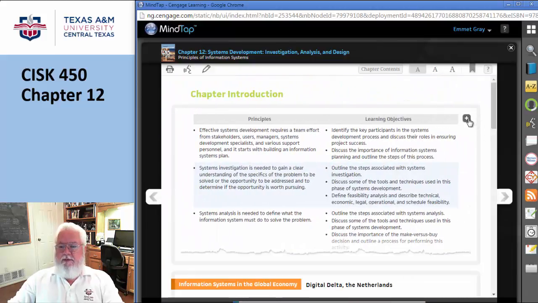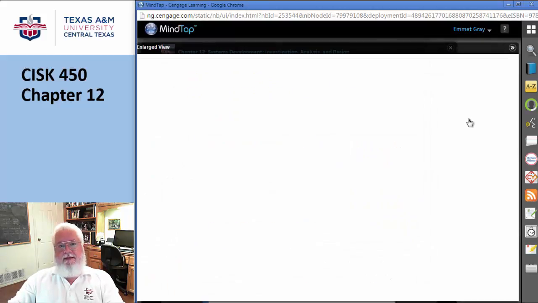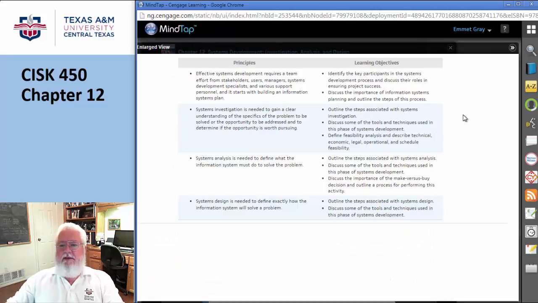So what are we supposed to learn here? Identify the key participants in this system development process, because that is important. Discuss the importance of information system planning. Outline the steps associated with investigation. Discuss some of the tools and techniques. Define the feasibility analysis and describe the five different categories. Outline the steps associated with system analysis. Discuss some of the tools they use for analysis.